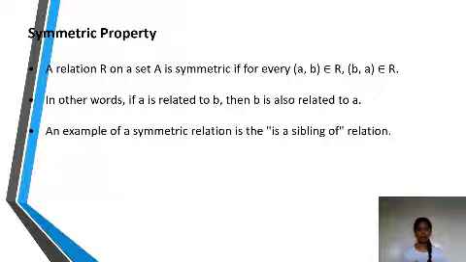Symmetric property. A relation R on a set A is symmetric if for every (a, b) that belongs to R, (b, a) also belongs to R. It is known as the symmetric property. In other words, if a is related to b, then b is also related to a. An example of a symmetric relation is the "is a sibling of" relation.